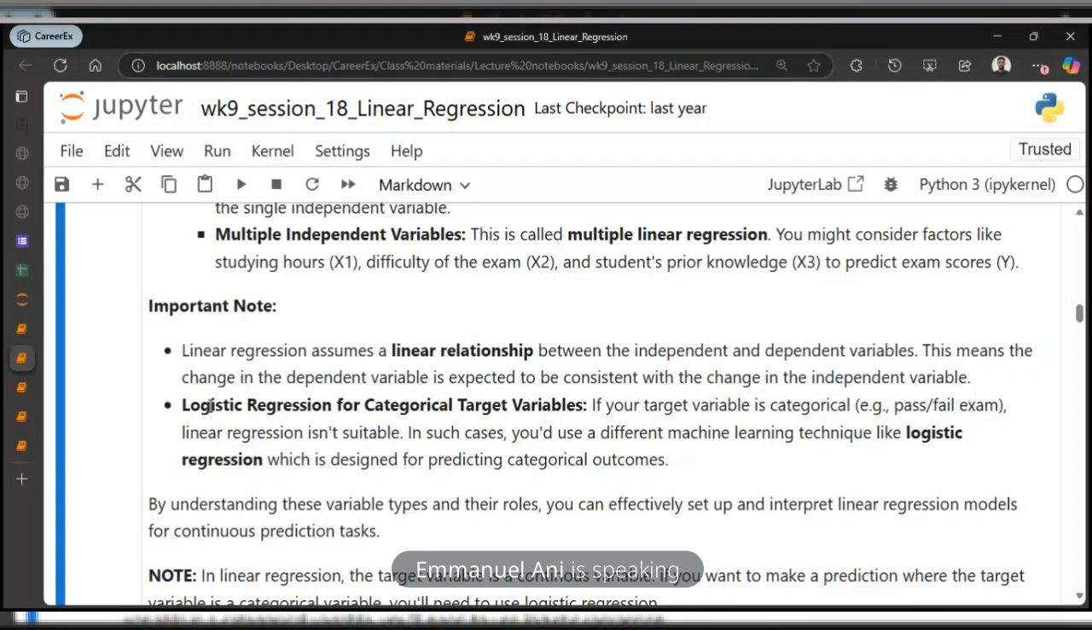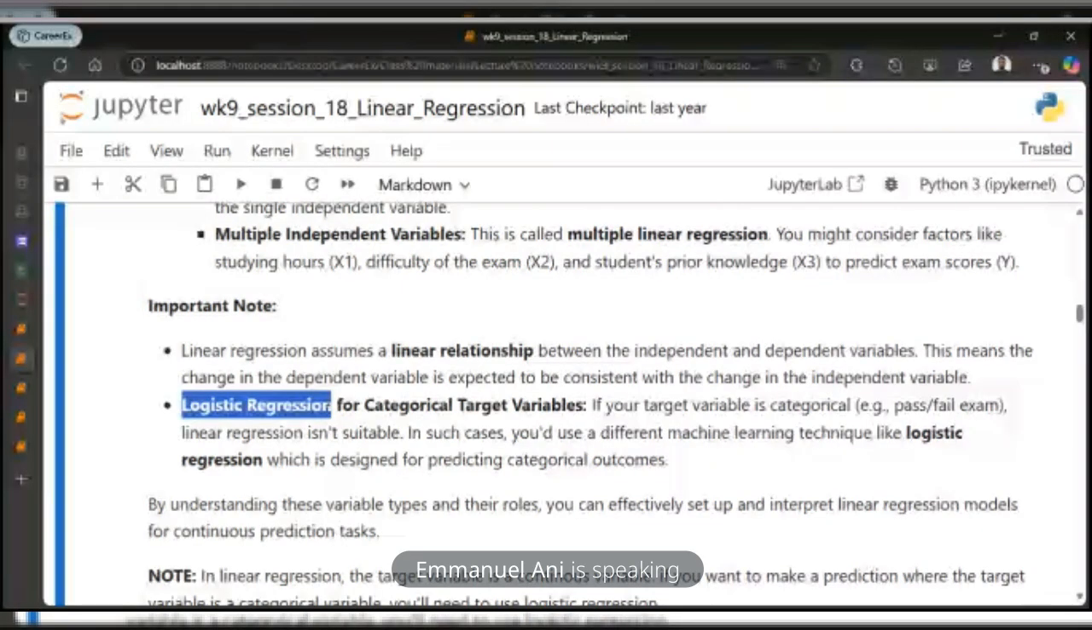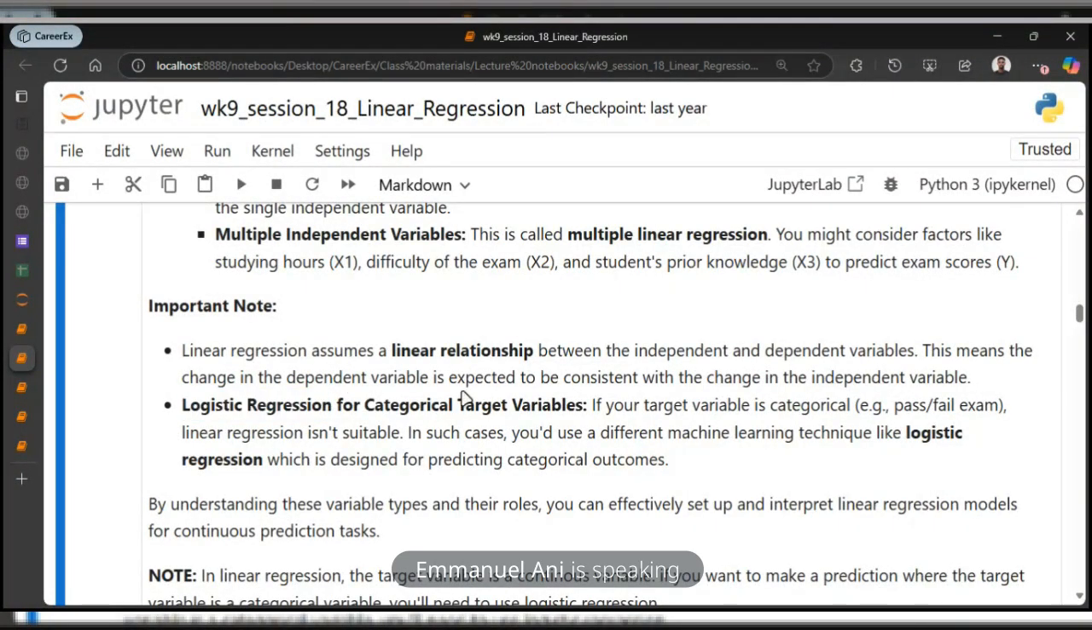Another thing to note is that logistic regression is the other kind of ML algorithm that you use for a categorical variable. If our target variable is a categorical variable, then you can't use linear regression. You use what we call logistic regression. We're going to look at logistic regression in the next class, but we don't use linear regression for it. You have to know the type of target variable you have so as to determine the algorithm you're going to be using.